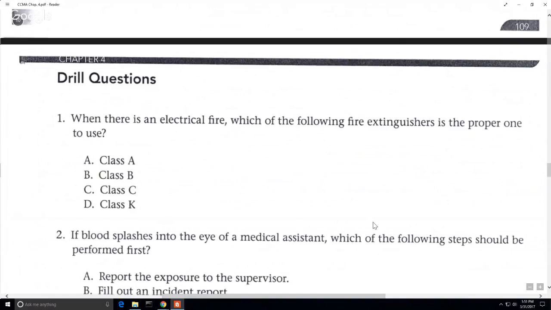So that's it. Then we have review questions. Yes. So when there is an electrical fire, which of the following is the proper fire extinguisher to use?